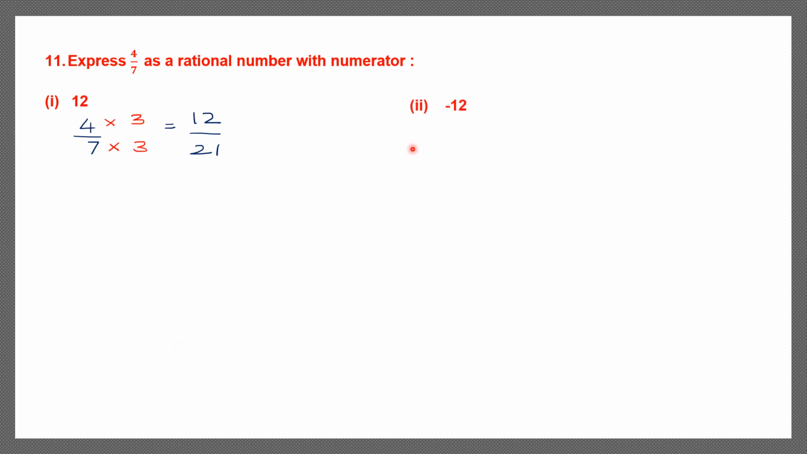Question 2. This time we have to express 4 by 7 as a rational number with numerator minus 12. So let's do that. So write down the fraction first, that is 4 by 7. The numerator has to become minus 12. So we have to multiply this by minus 3. 4 into 3 is 12. Minus 3 will be minus 12. So multiply the denominator also by minus 3. So what do we get here? The sign is minus. 4 threes are 12. And in the denominator, the sign is minus. 7 threes are 21. So what do we get? Minus 12 by minus 21.